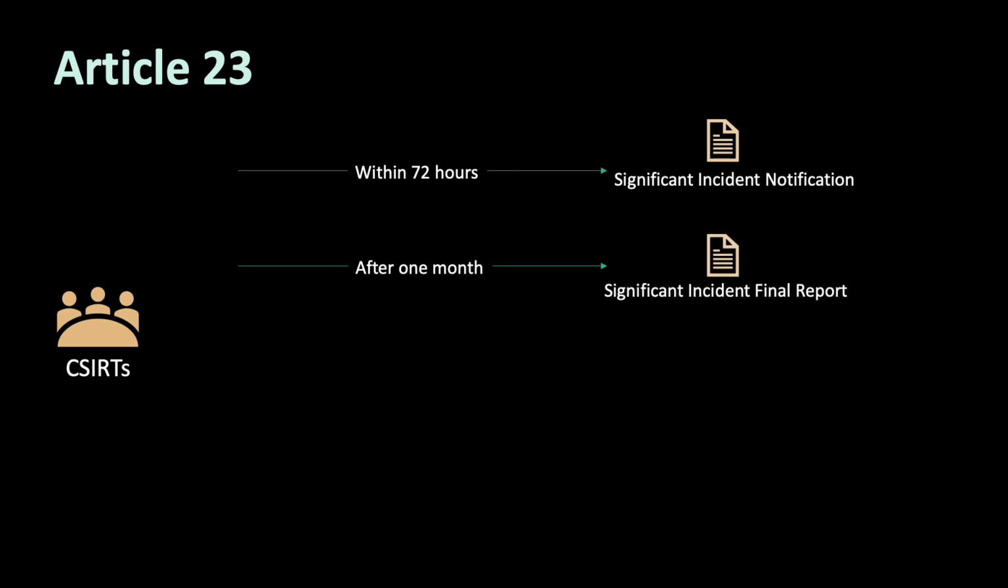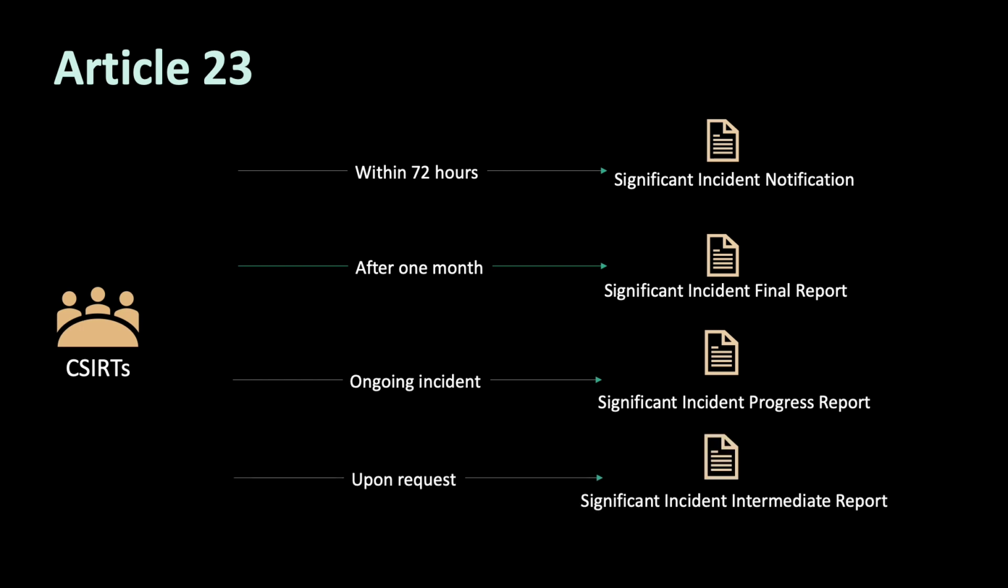You also have to do a final report, which no later than 1 month after submission of the incident notification has to be delivered to the authorities. You document that in a significant incident final report. Next is a progress report in the event of an ongoing incident at the time of submission of the final report. This goes into the significant incident progress report. Finally, upon request, you have to provide status updates, which go into the significant incident intermediate report.